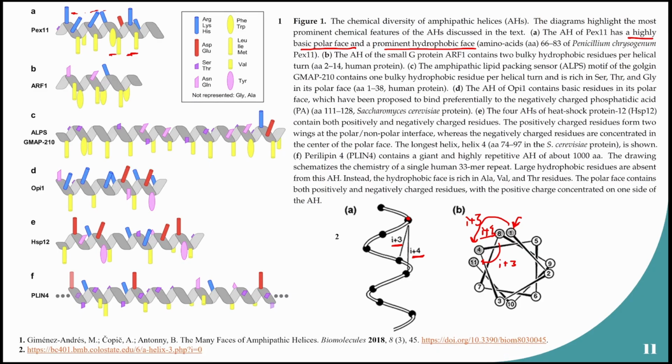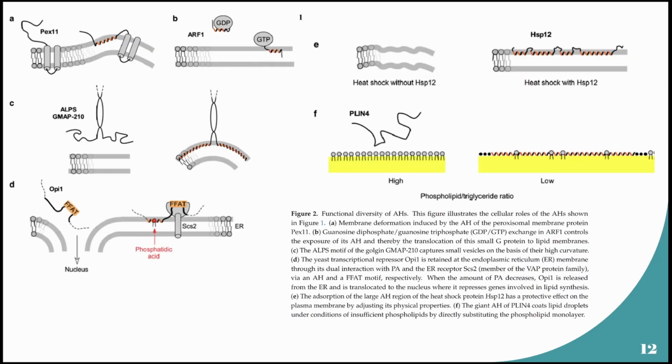The text also talks about this. For example, the hydrophobic face is rich in alanine, valine, threonine. The polar face can contain both positively and negatively charged residues, and so on, right? There are some examples here that tell us about the functional relevance of the amphipathic helices as well. For example, in figure 2A here, you see that membrane deformation is induced by the amphipathic helix of the peroxisomal membrane protein PEX11, right?